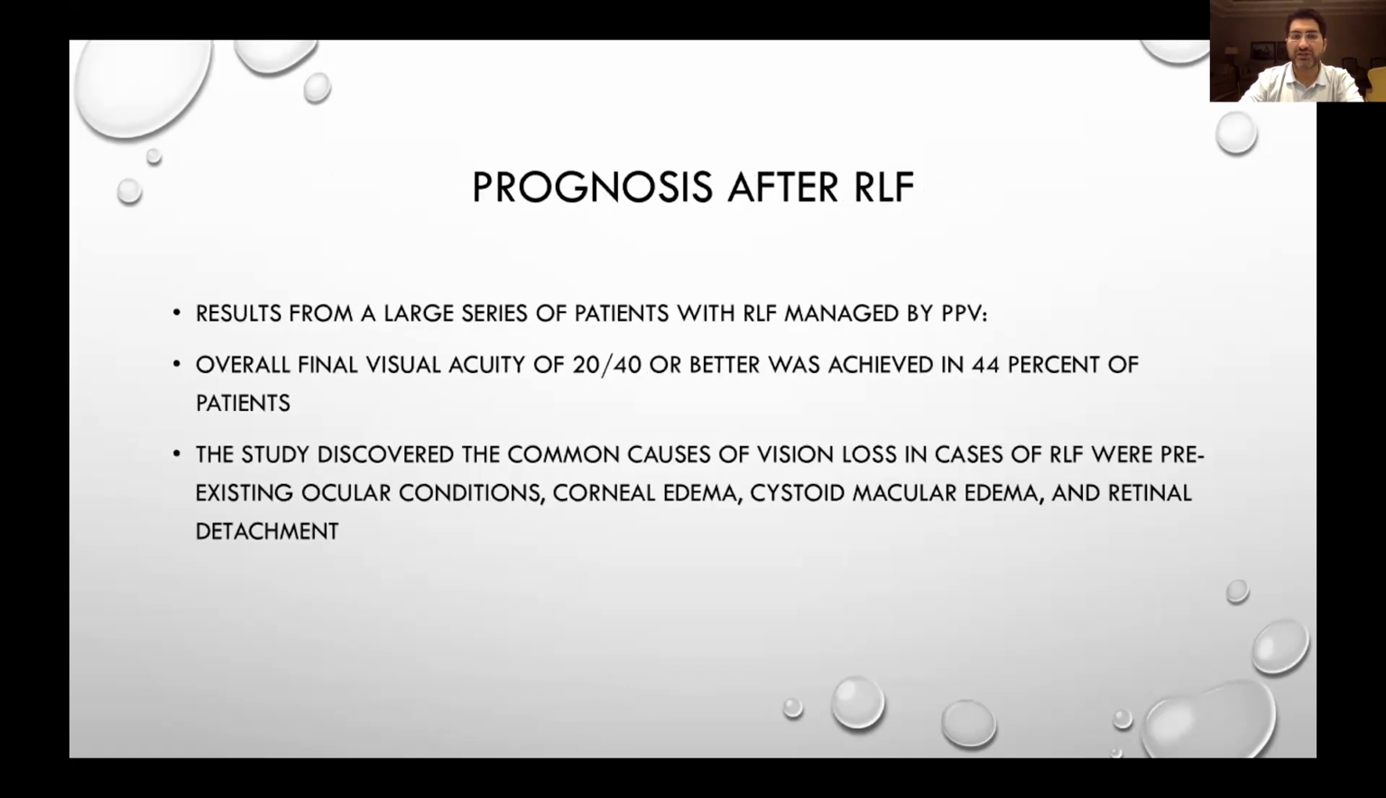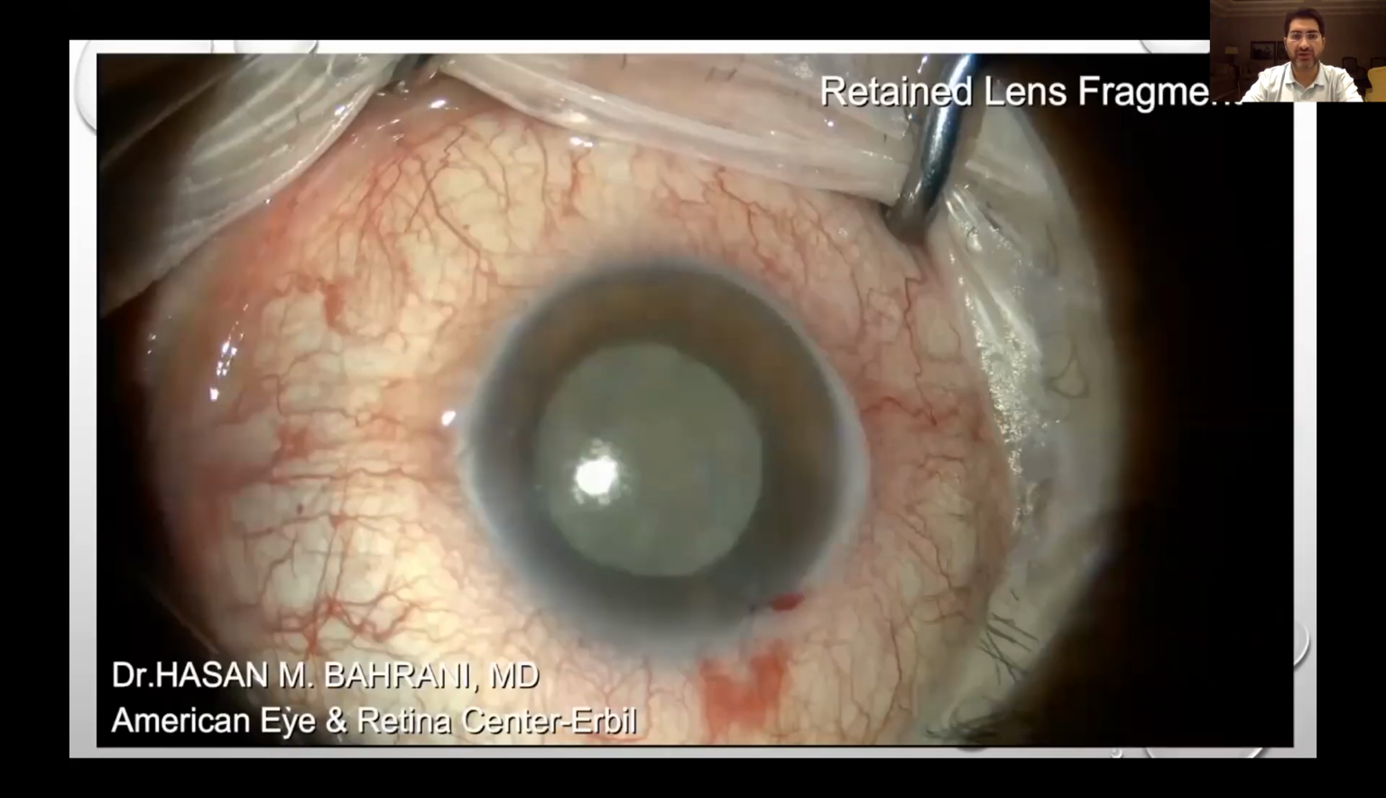Prognosis is pretty good, and overall, a final visual acuity of 20/40 or better is achieved in 40% of patients. Those patients that did not improve, the 44%, usually had a pre-existing ocular condition such as corneal edema, CME, and retinal detachment. So you can have a very good prognosis in these cases if you manage them appropriately.